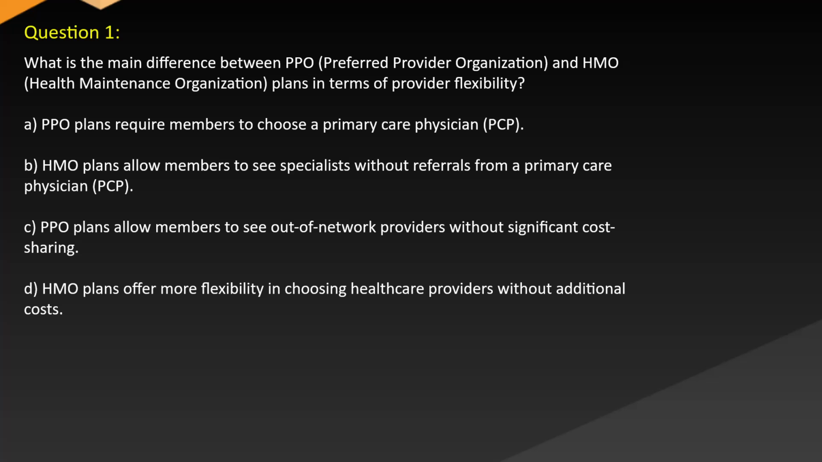Question 1. What is the main difference between PPO, Preferred Provider Organization, and HMO, Health Maintenance Organization, plans in terms of provider flexibility? A. PPO plans require members to choose a primary care physician, PCP. B. HMO plans allow members to see specialists without referrals from a primary care physician, PCP.